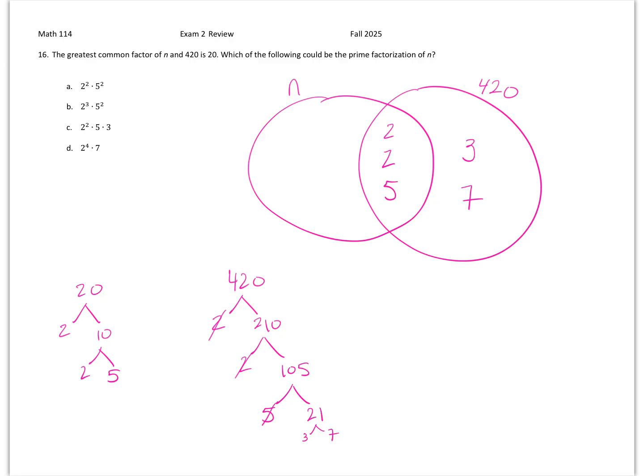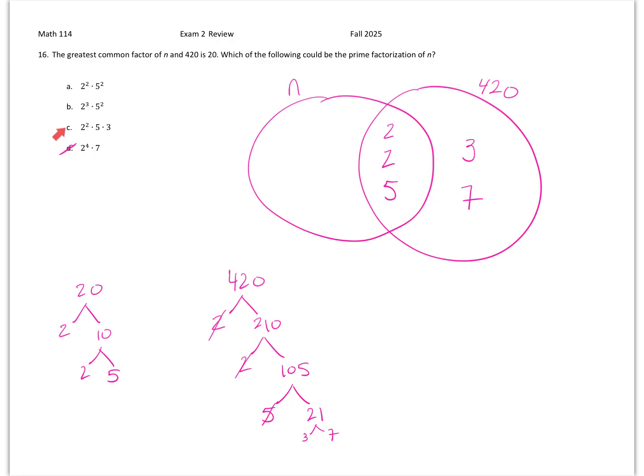Now I have to think about what could be the prime factorization of n. I know it has to have at least two 2's and a 5, and all of these options except for D have at least two 2's and a 5. So D could not possibly be the prime factorization because it doesn't have a 5 in it. I know the prime factorization of n has got to have at least 2 squared and a 5 to the first. So that's out. Okay, let's work our way up here.